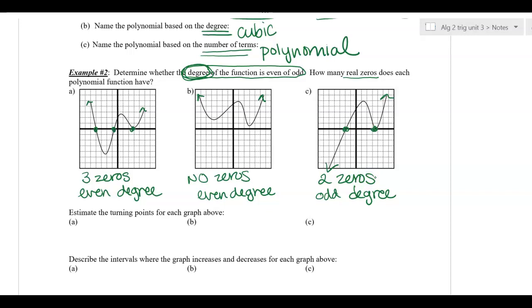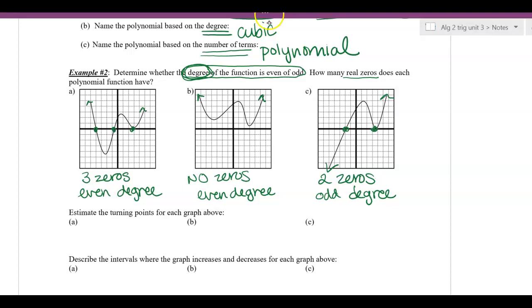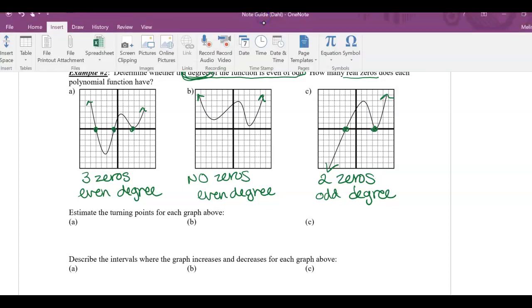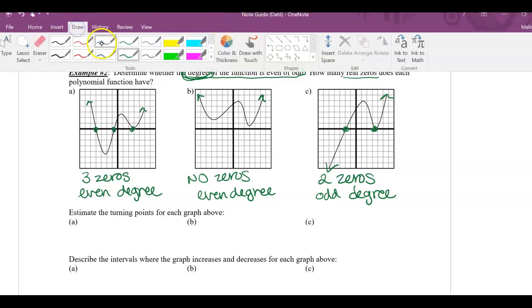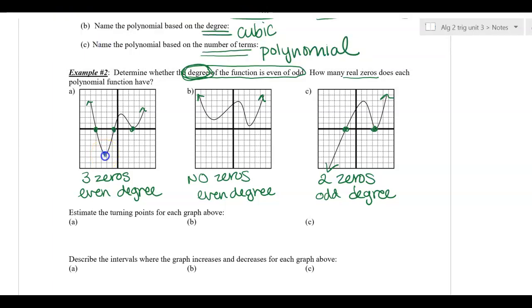All right, so then we're going to estimate turning points. In the first graph, I'm going to mark these in a different color. I see a turning point here. I'm going to call that negative 2.2, and then 1, 2, 3, 4, negative 4.5. And then we have another turning point here, which looks like it's 0.5, 2.5. Again, I'm estimating.